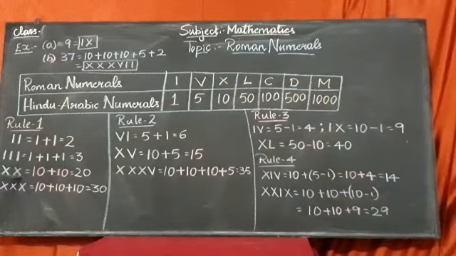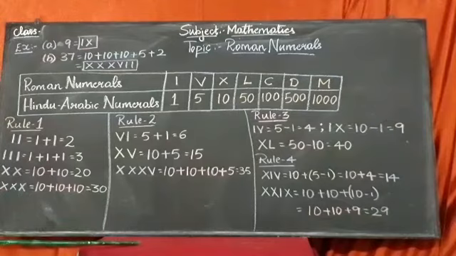X represents 10. So we write 10 plus 10, we get 20, that is XX. Now 10 plus 10 plus 10, we get 30 in Hindu-Arabic number, but in Roman numerals we write X, X, X.